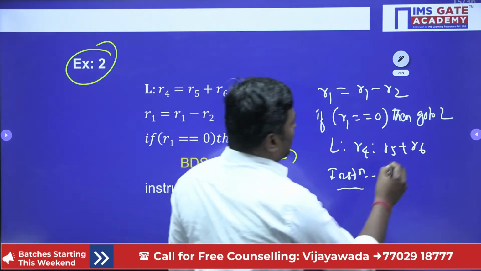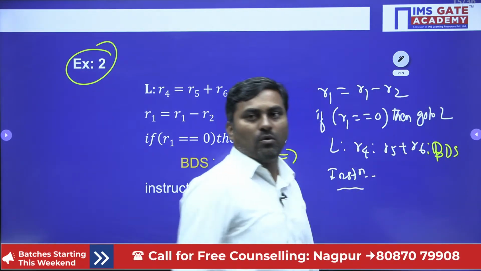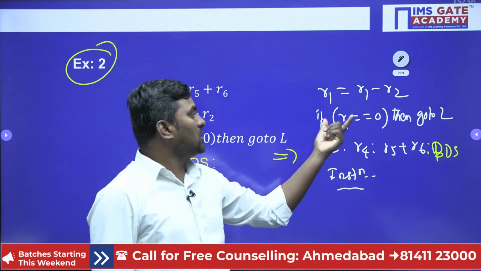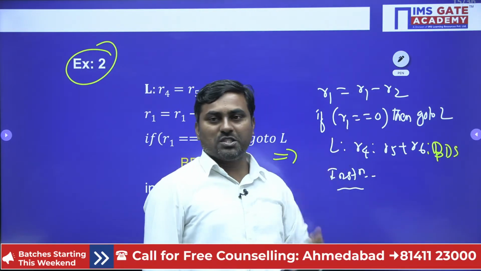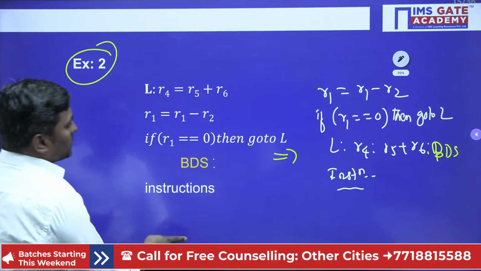This is a branch delay slot. Yes or no? So it is an independent instruction, right? No dependency. When the condition is true, we have already fetched this instruction. Already we fetched this instruction.